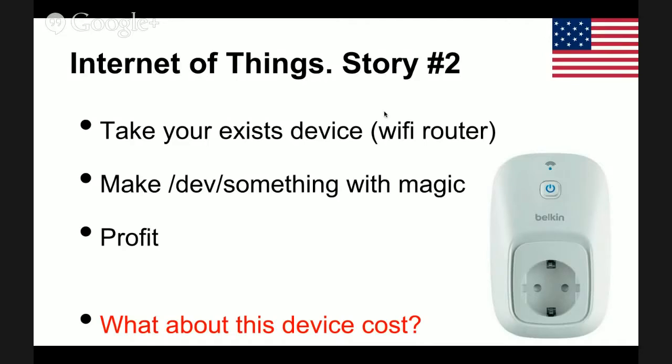takes any existing device such as a Wi-Fi router and makes something with black magic and profits also. Therefore, when we deal with a Chinese device, we deal with the FreeRTOS operating system, and in US cases, we deal with Linux devices. And this is a really great difference between these kinds of devices.